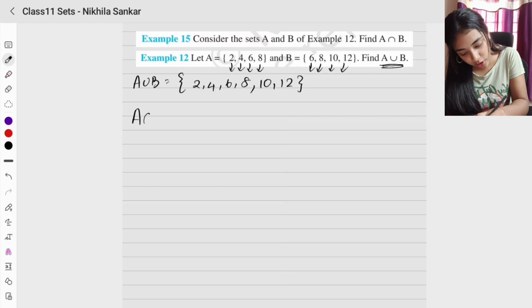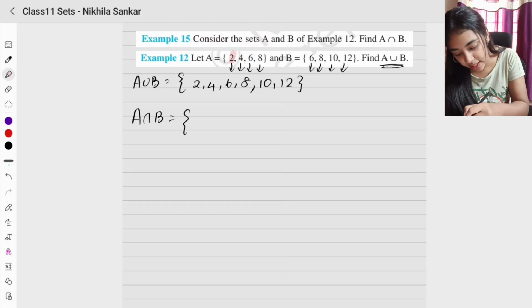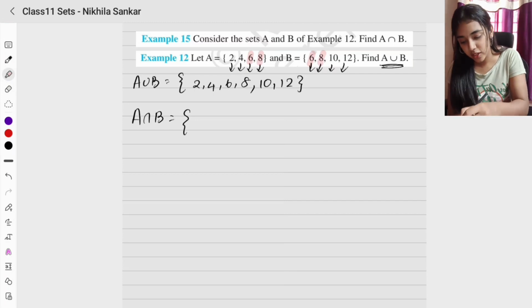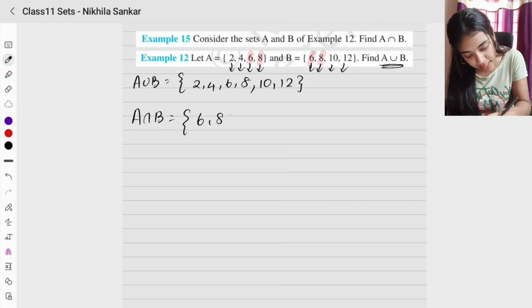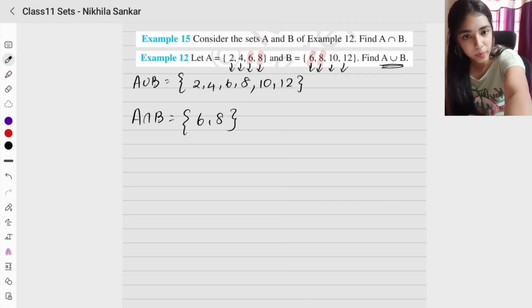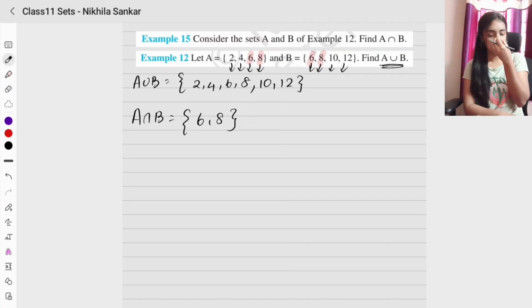இப்போ intersection அர்த்தம் A intersection B is going to be all the common elements. What are the common elements? இங்கே 2 இருக்கு. இந்த செட்ல 2 இருக்கா? இல்ல. So I should not write this. Then I see that I have 6 here, I have 6 here. I have 8 here, I have 8 here. No other elements are common. So I cannot write anything else. So what are all my common elements? It is going to be 6, 8. Okay, so this is going to be my common element.